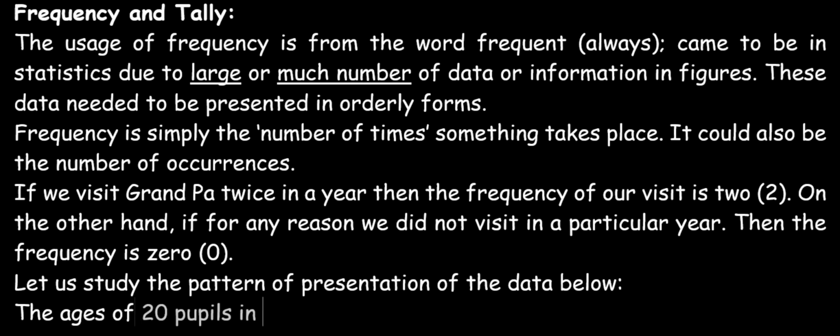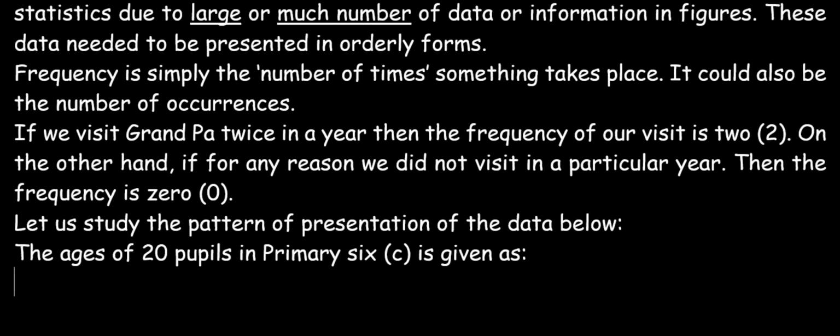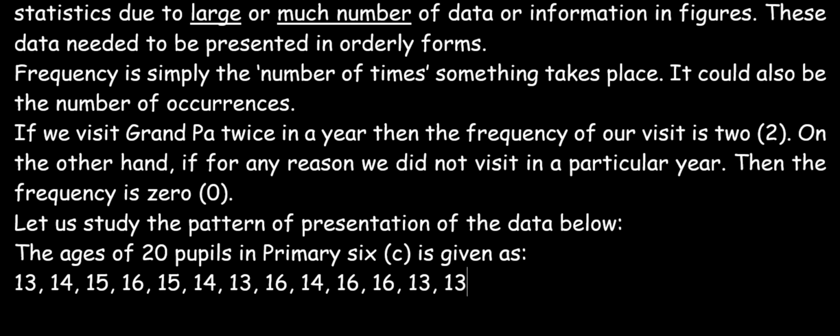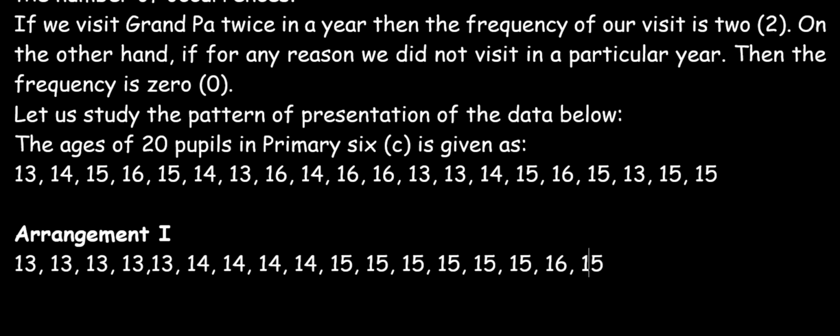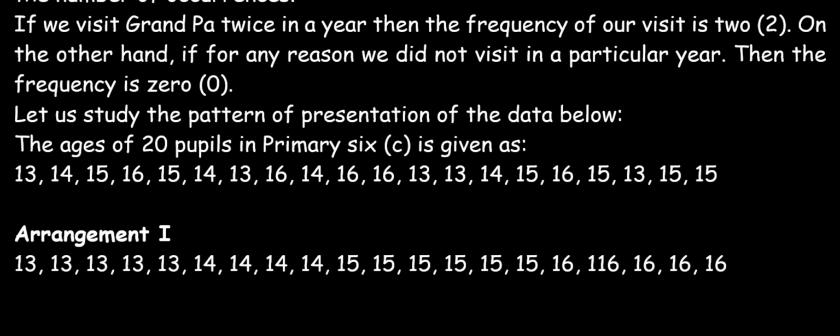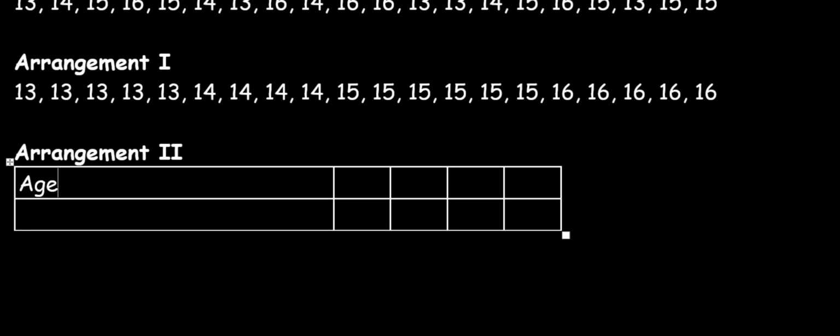The ages of 20 pupils in primary 6C are given as 13, 14, 15, 16, 15, 14, 13, 16, 14, 16, 16, 13, 13, 14, 15, 16, 15, 13, 15, 15. Arrangement 1, we have 13, 13, 13, 13, 13, 14, 14, 14, 14, 15, 15, 15, 15, 15, 15, 16, 16, 16, 16, 16. Arrangement 2 will be in a tabular form.